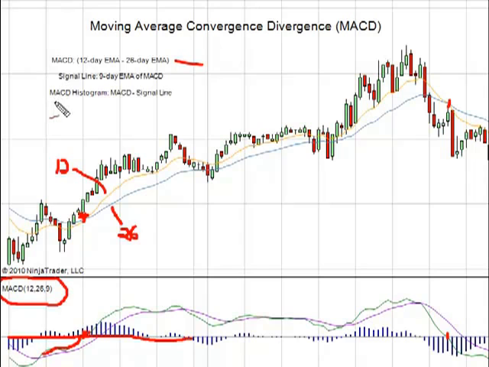The third component is the histogram, which is simply the MACD minus the signal line. So for example, when the MACD is above the signal line, the histogram is positive. So you see this blue positive area. When the MACD is below the signal line, the histogram is negative, as shown here, and so forth. So those are the components of the MACD.